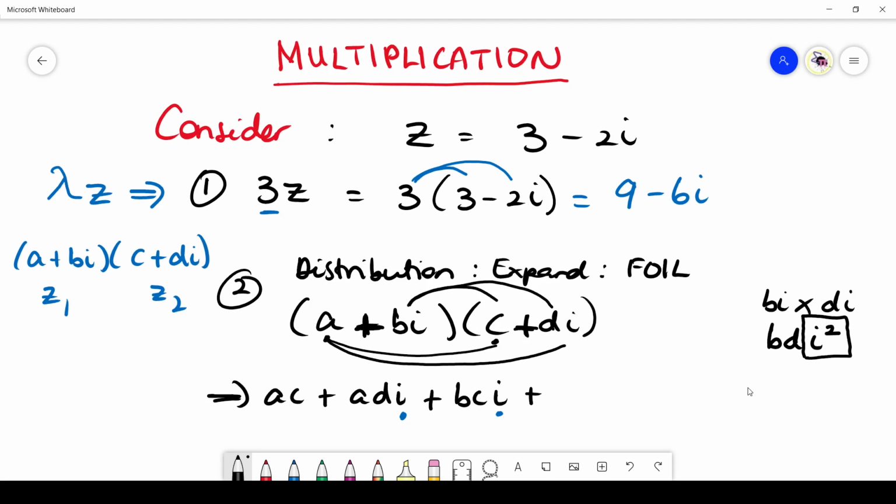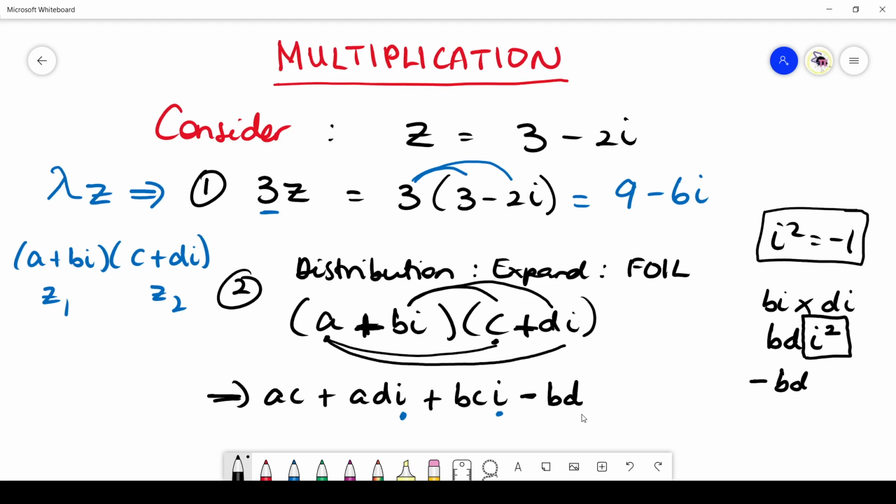What do you guys remember about i squared? Do you remember that i squared is equal to -1? If you do, give yourselves a clap. So i squared is actually equal to -1. And because i squared is equal to -1, we can simply replace, every time we see i squared, we can replace it with -1. So over here, this is actually -1 multiplied by bd, which just gives us -bd. So this sign changes to -bd.